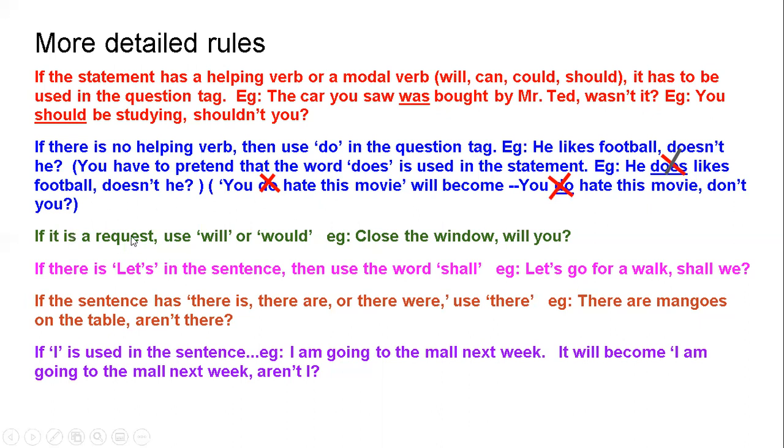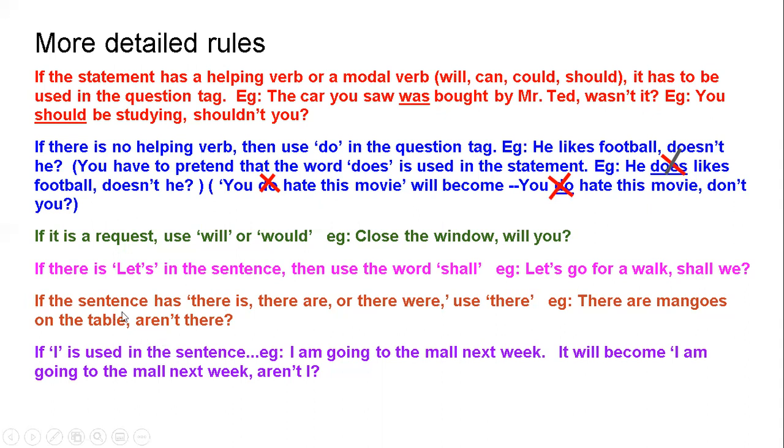If it is a request, now, this is the third case scenario. If it is a request, then you use will or would. This is an example for you. Close the window. So, close the window is a request, like I'm telling someone, close the window. I'm requesting someone to close the window for me. So, in that case, when I'm using a question tag, I will say, will you close the window? Will you? If there is let's in the sentence, or let us, which is the full form of let's, then you should use the word shall. This is an example. Let's go for a walk. Shall we?